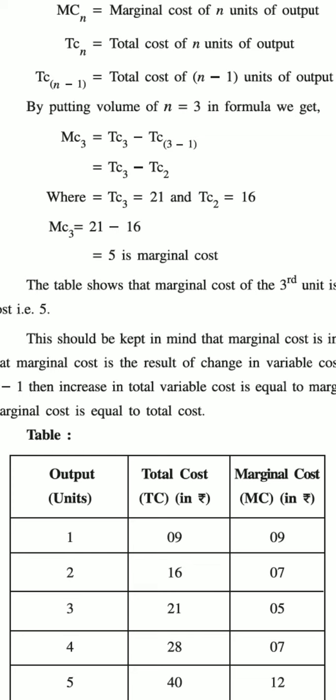Now if you see the corresponding figures in total cost, 21 is the cost for producing 3 units. For producing 2 units, the total cost is 16, so 21 minus 16, that is 5, will be my marginal cost. The same can be applied for finding out the marginal cost of 5 units. So MC5 is equal to TC5 minus TC4. So 40 minus 28, and the marginal cost for producing the 5th unit, in fact, is 12.